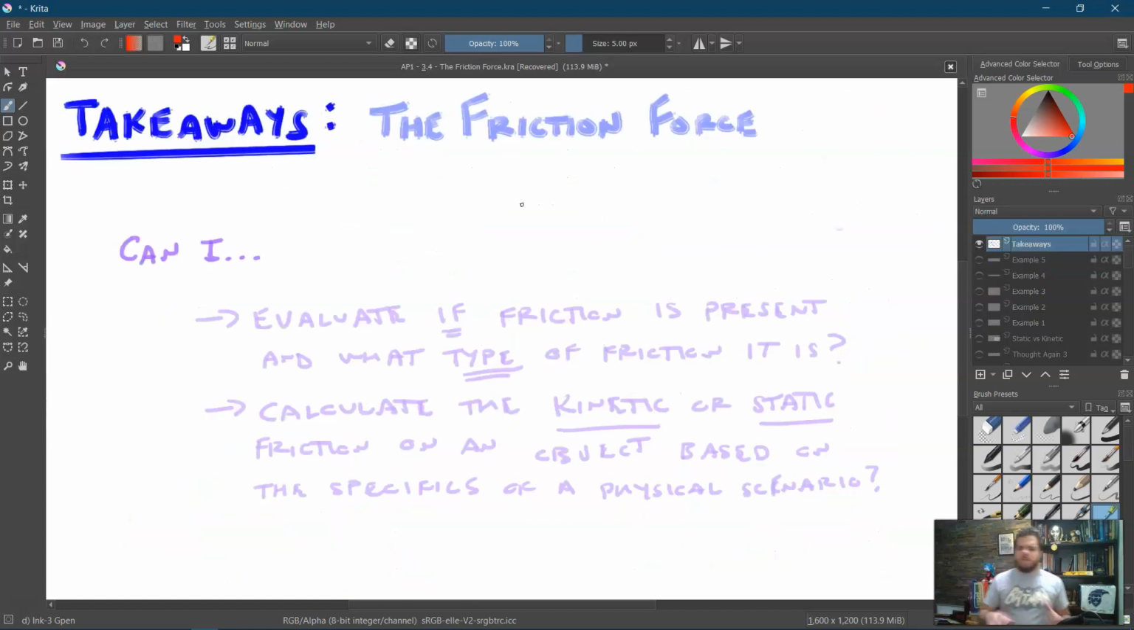So what are the main takeaways for this lesson on the friction force? Well, one, can we evaluate if friction is even present in a given scenario and evaluate what type of friction it is? Is it kinetic and they're sliding past each other? Is it static friction and they're trying to slide past each other but they're at rest relative to each other? Or is there no friction at all? Additionally, can we calculate the kinetic or static friction on an object based on the specifics of a physical scenario, using the coefficients of static and kinetic friction as well as the normal force, and keeping in mind that for the static friction force, that value can go from 0 to its maximum.